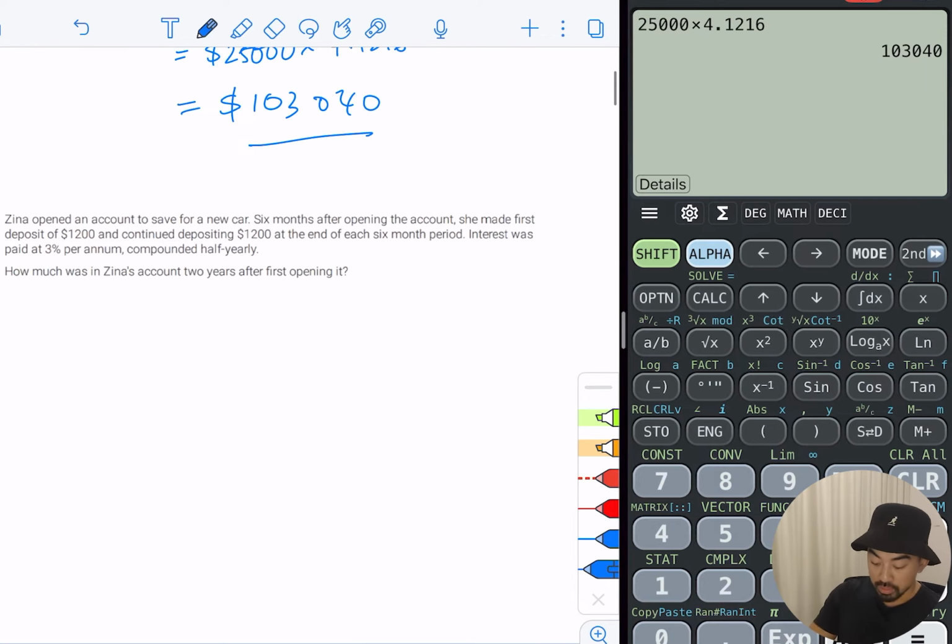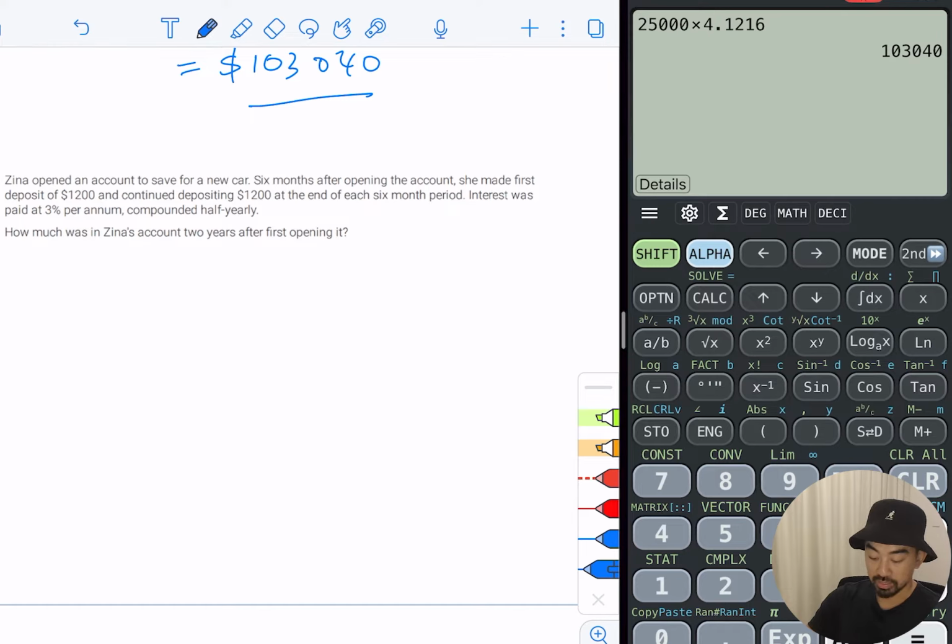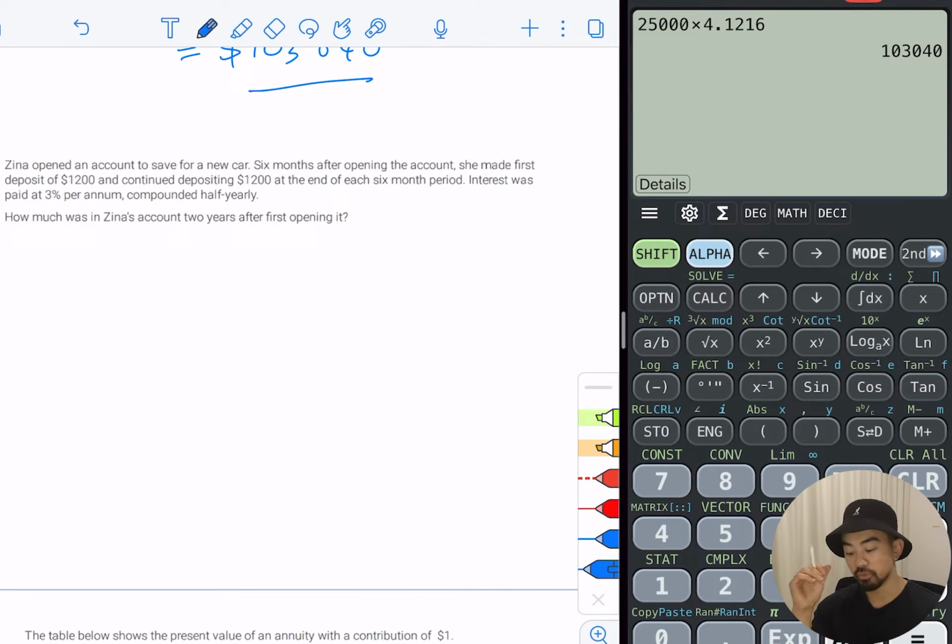Okay, question 2. Zena opened an account to save for a new car. 6 months after opening the account, she made her first deposit of $1,200 and continued depositing $1,200 at the end of each 6-month period. Interest was paid at 3% per annum, compounded half yearly. How much was in Zena's account 2 years after first opening it? For this type of question, first of all, you know it's an annuity because she's putting in $1,200 multiple times. But they don't give you any tables to use. So that means you need to work it out using multiple compound interest formulas.